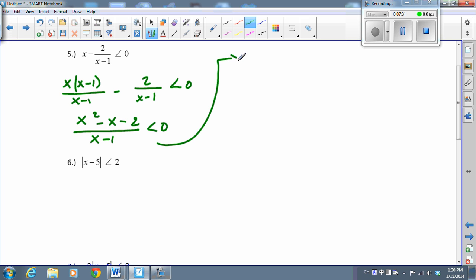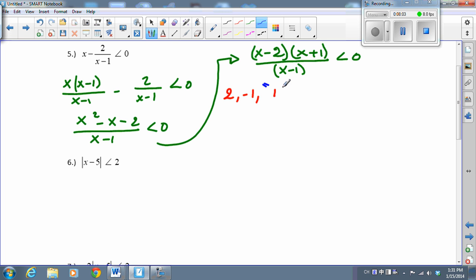I will continue up here. Factoring the top will give me x minus 2 and x plus 1 over x minus 1 less than 0. Well, once I reach this level, I know that we have 3 critical points: 2 from the top, negative 1 from the top, and 1, which is a critical one, from the bottom.